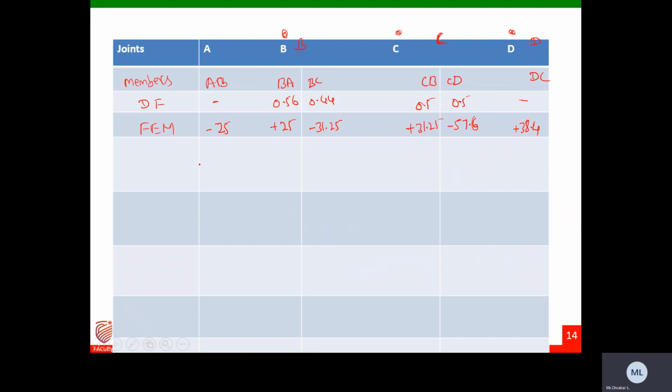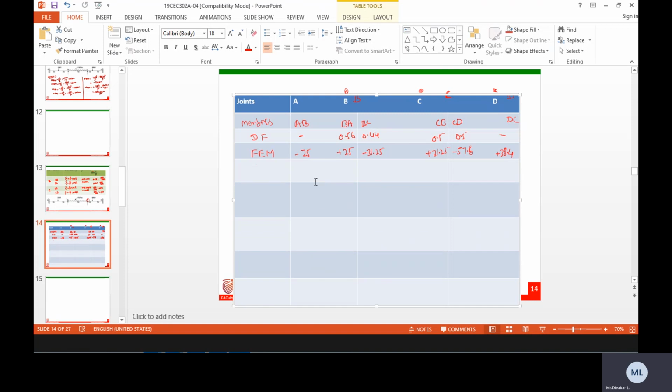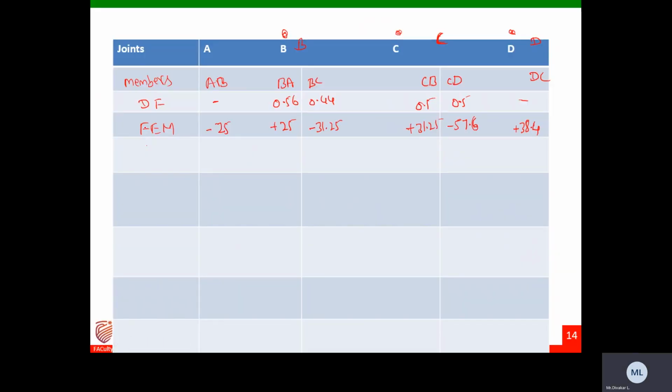Now our next step is to carry out the balance. We need to do the balance now. Let us do the balance first. Sorry guys, sorry for this. Yeah. Now let us do the balance. First step is to do the balance.